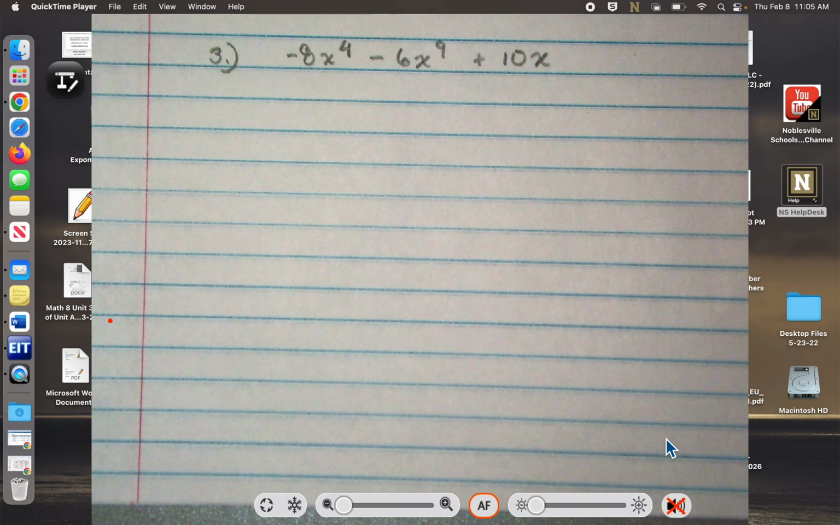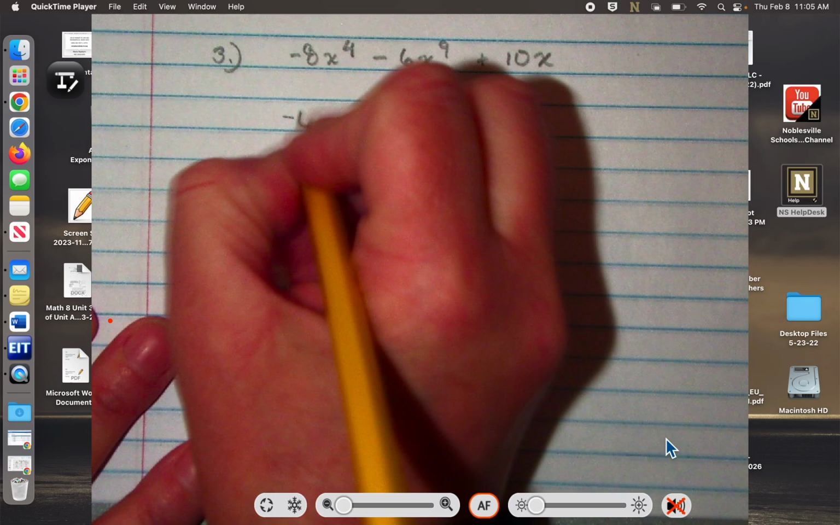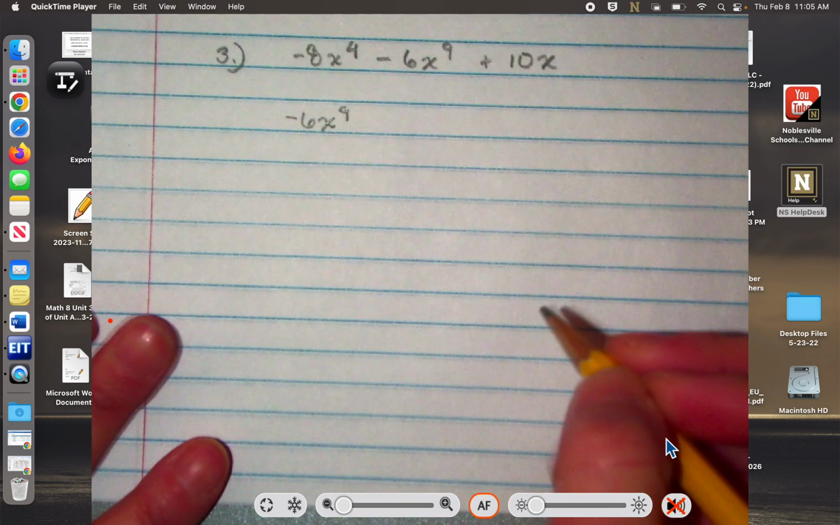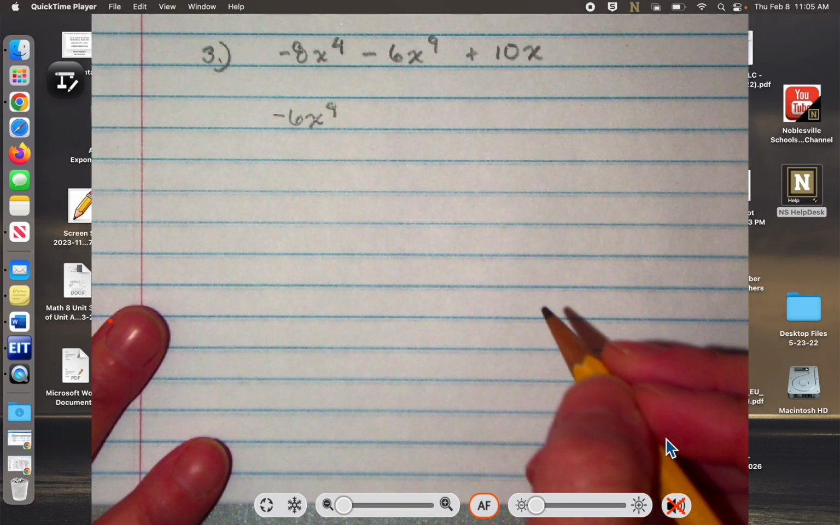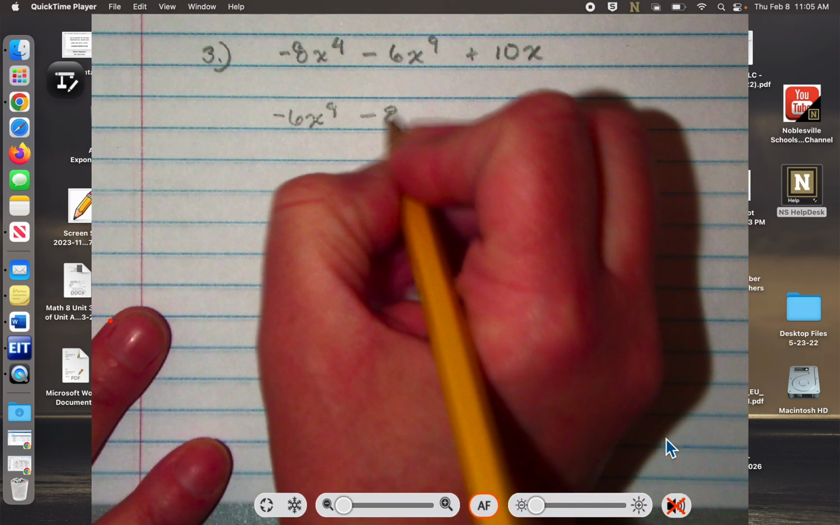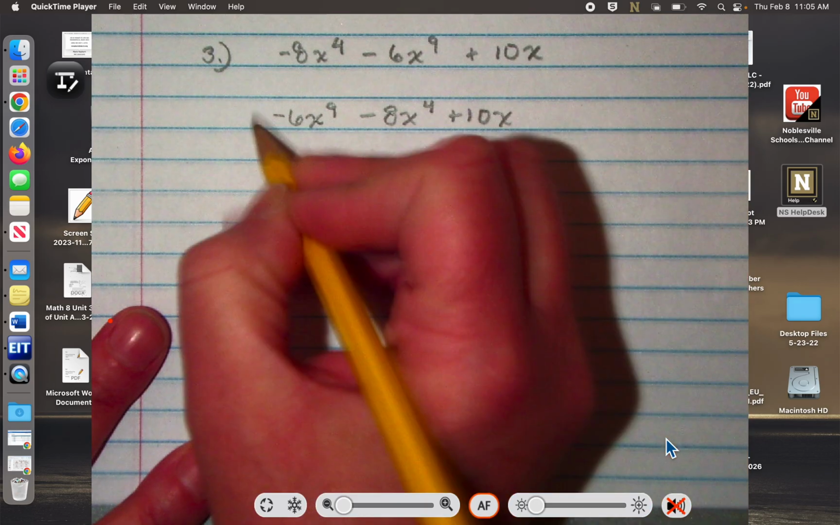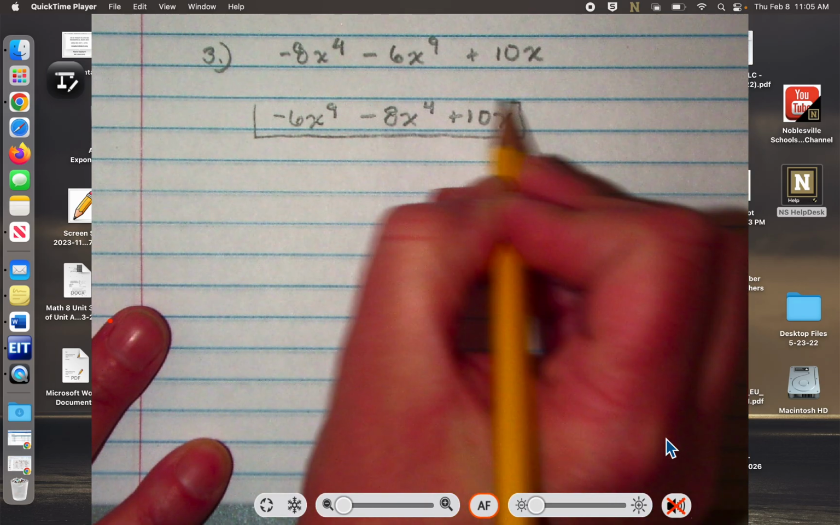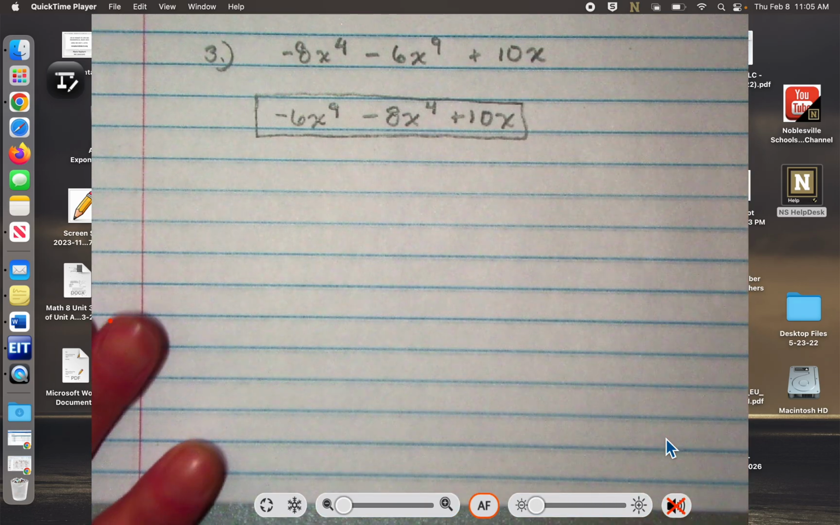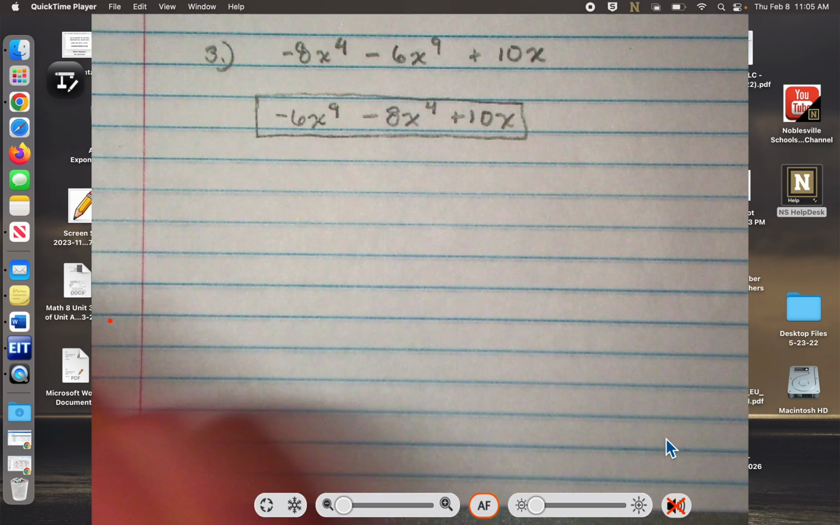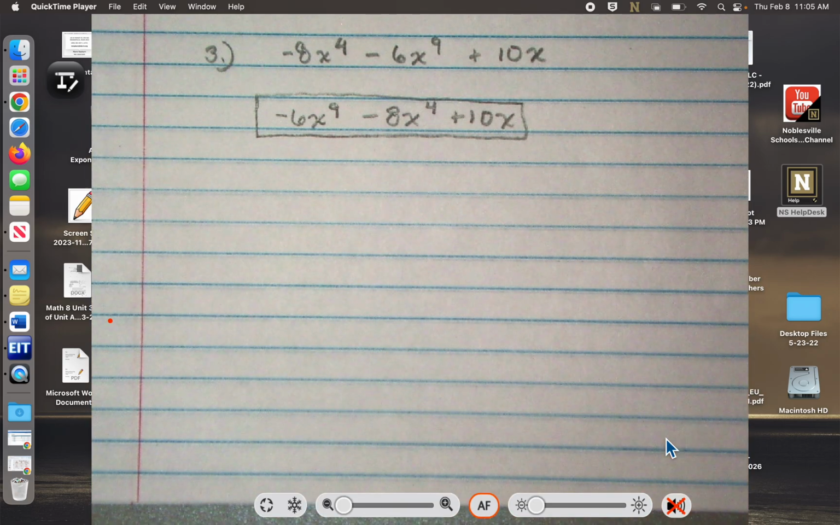So what would be my first term? Nora? Negative 6x to the 9th. What will be my next term? Christian? Negative 8x to the 4th. And then this 10x just hangs out where it was. Okay, so that's ordering polynomials. You put them in order by the degree, and we all just learned today that degree means exponent.